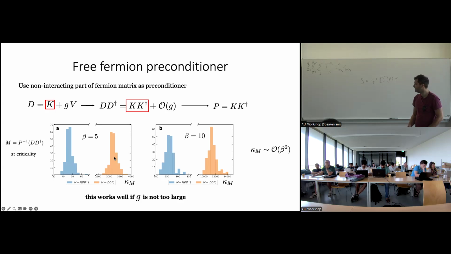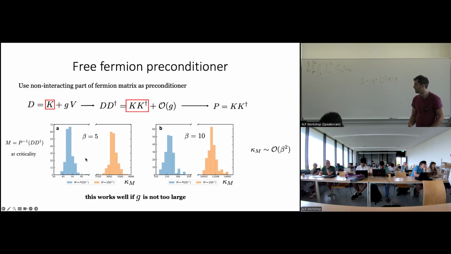So here you can see at two different temperatures, for example, what happens to the condition number of this M matrix. If you don't precondition, if M is just this DD dagger, then you can see that the condition number here, over some ensemble, so it's a histogram, is centered somewhere around 3,200 or something.